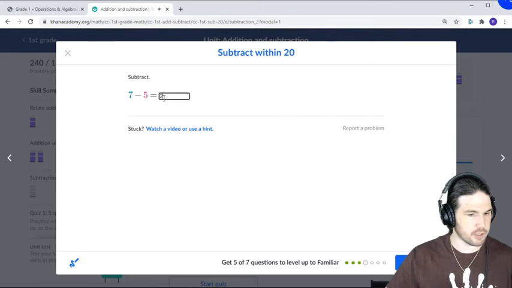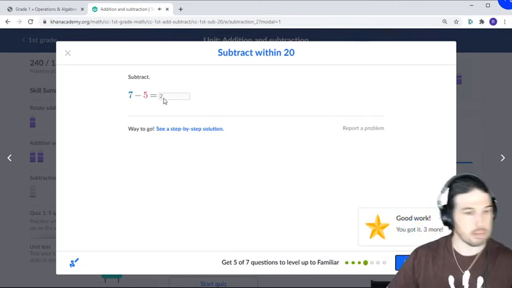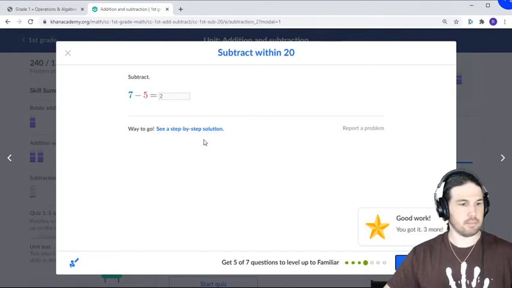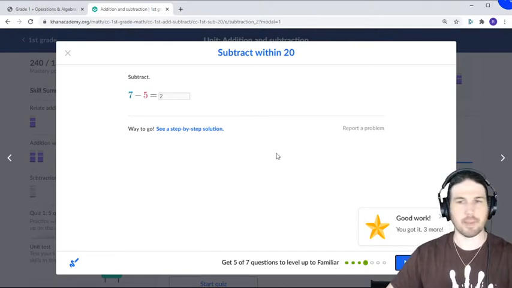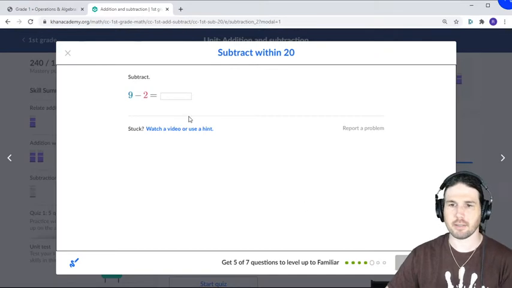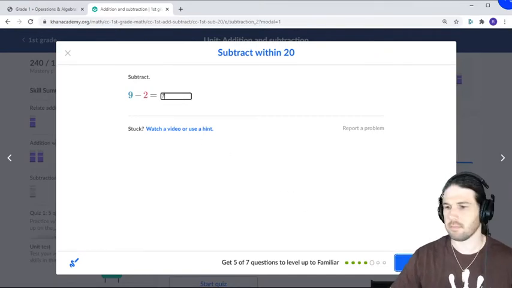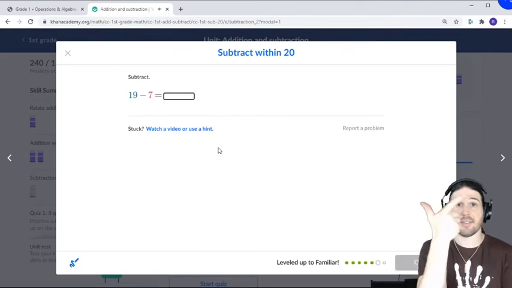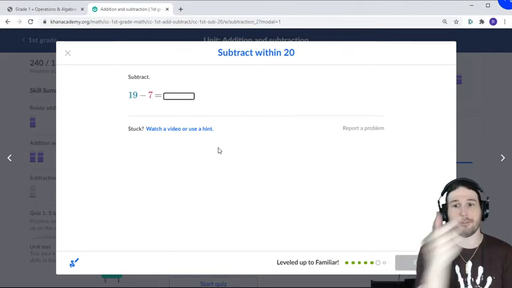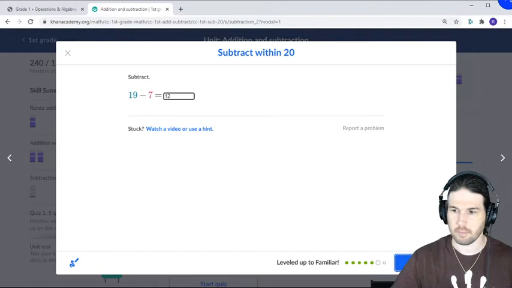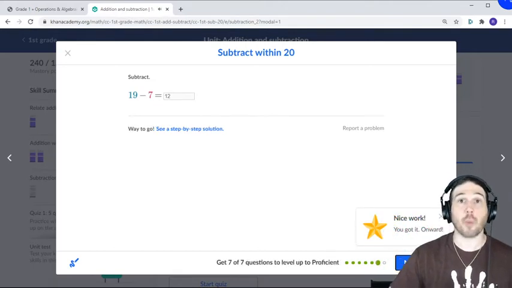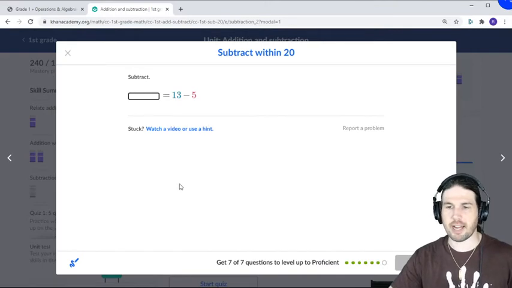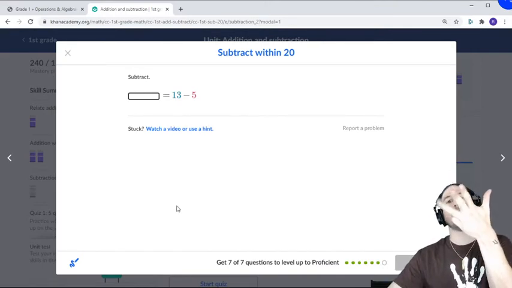Seven minus 5 is 2. Ignore that. I didn't spill anything. It was an empty glass. It's fine. 9 minus 2 is 7. 19 minus 7, again, 18, 17, 16, 15, 14, 13, 12. Use those fingers. That's what they are for. 13 minus 5. 12, 11, 10, 9, 8.